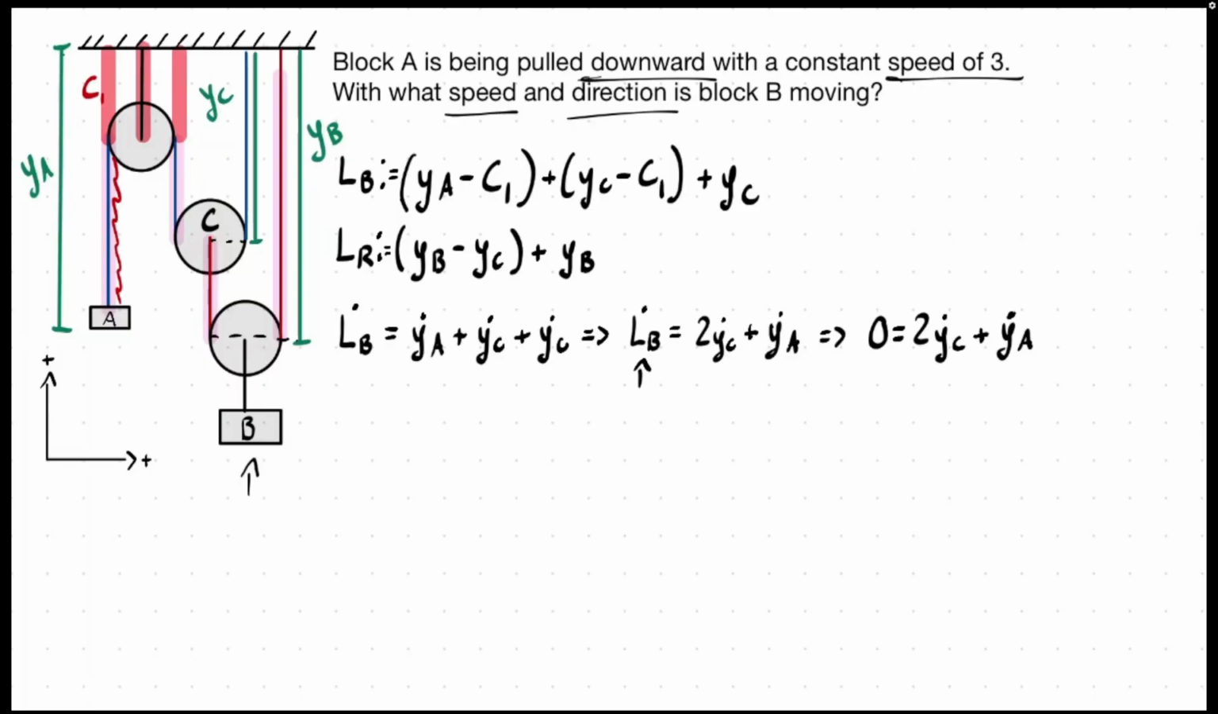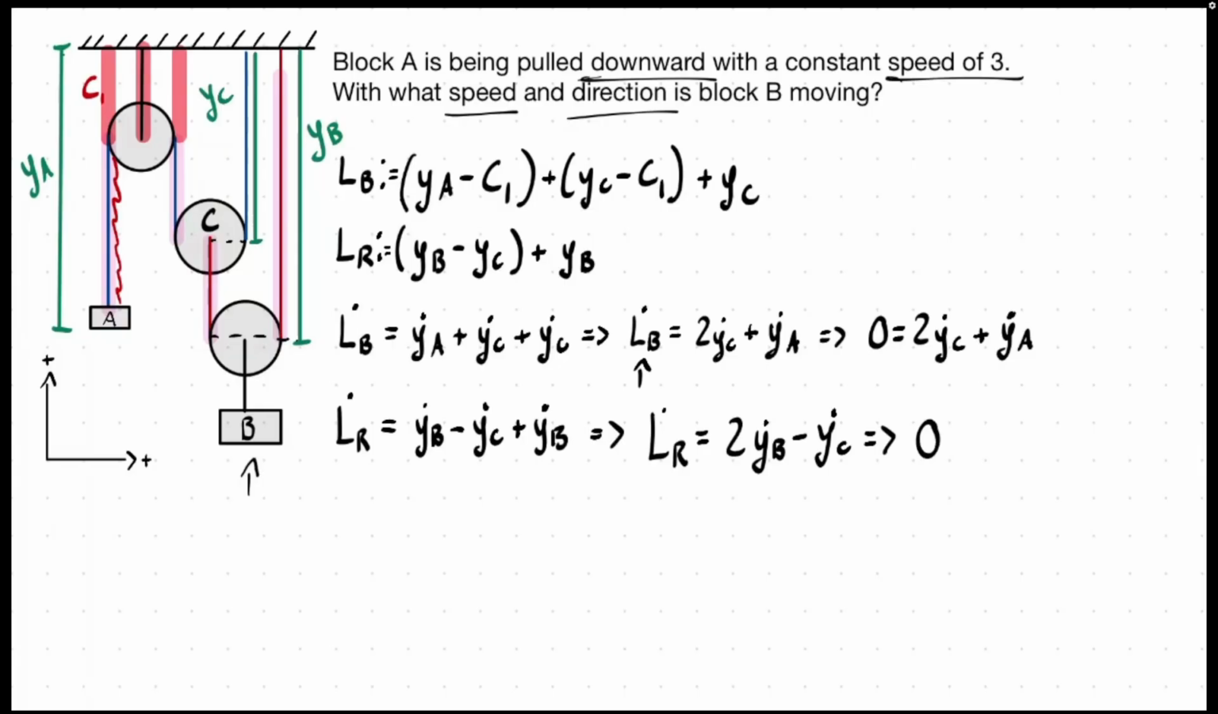And then let's do the same thing for the red cord. So the length of the red cord, right, the first time derivative, that's what that dot means, it's just going to be equal to YB dot minus YC dot plus YB dot. All right, and then we can do that same extrapolation where the length of this red cord, the change in it, is going to equal 2 times YB dot minus YC dot, right? And the last thing, where the length of the cord never changes, so we get that 0 equals 2 YB dot minus YC dot.